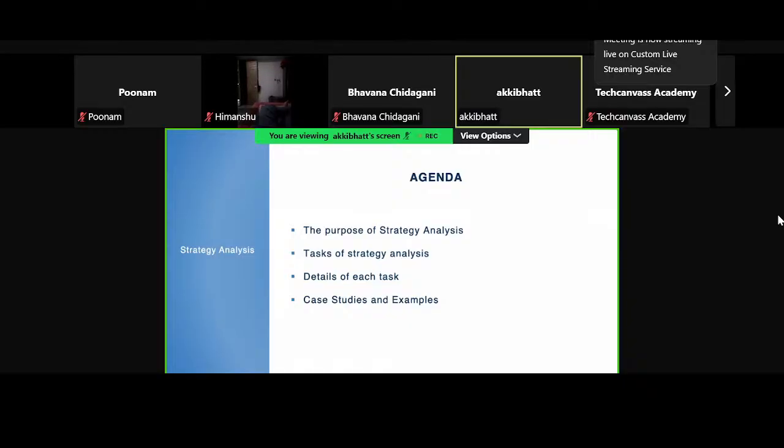Second is, where do we want to go, right? We want to define the future state. What does success look like for our organization? What are the business goals that we are trying to achieve?